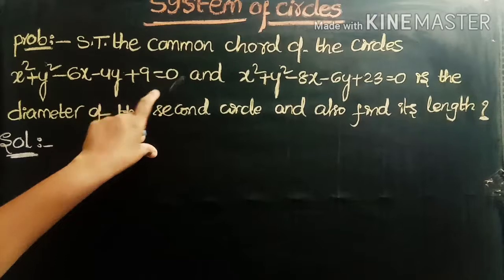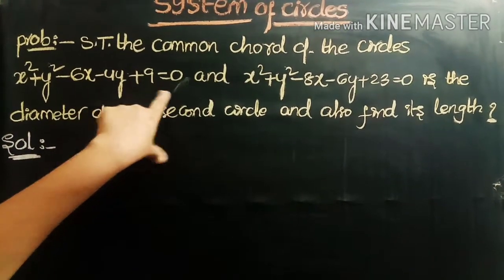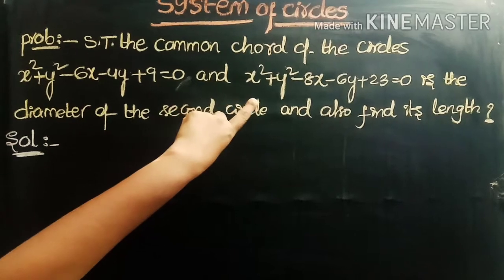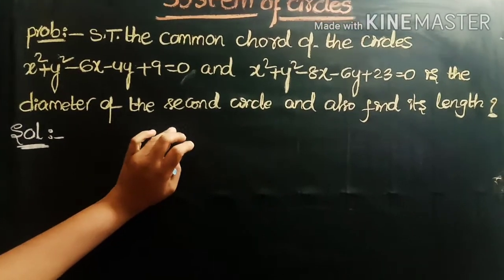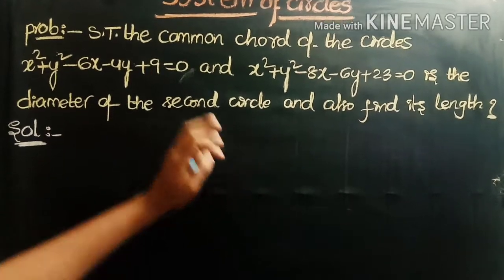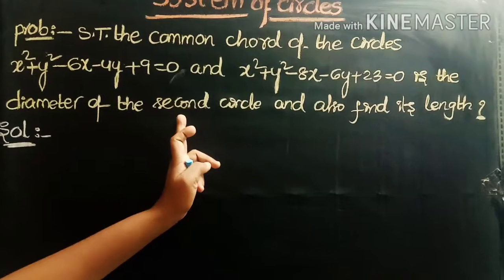Show that the common chord of the circles x square plus y square minus 6x minus 4y plus 9 is equal to 0 and x square plus y square minus 8x minus 6y plus 23 is equal to 0 is the diameter of the second circle and also find its length. Show that the common chord of the two circles is the diameter of the second circle.